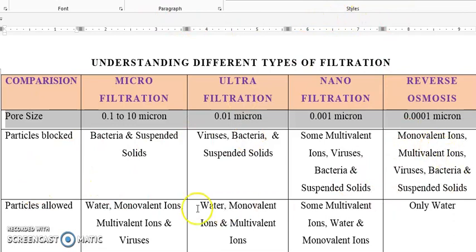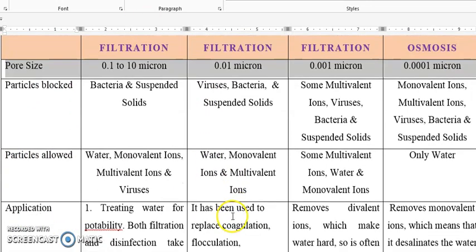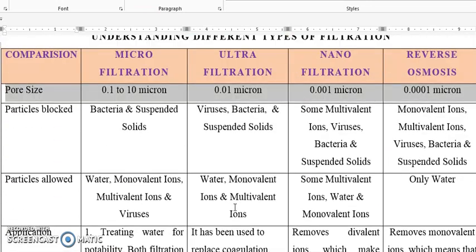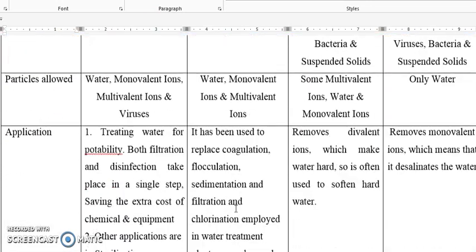Same thing we have written in words here. What are the particles blocked and what are the particles which are allowed to pass through the membrane. So this I have explained in that figure, so I don't want to repeat again. Now what are the applications of these micro, ultra, nano and reverse osmosis?